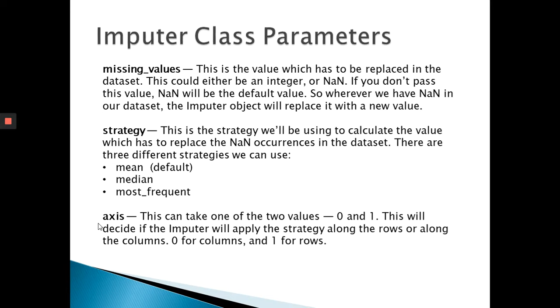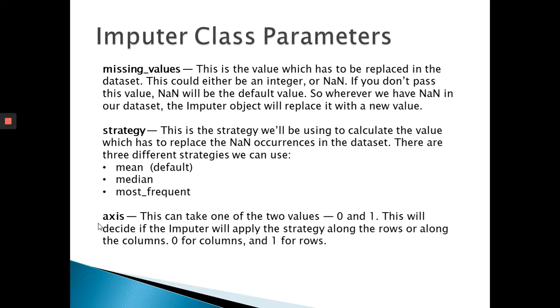Now let's discuss the parameters that are used in this imputer class. First is missing values. This is the value which has to be replaced in the data set. This could be either an integer or nan. If you don't pass this value, nan will be the default value. So wherever we have nan in our data set, the imputer object will replace it with a new value. The second is strategy. This is the strategy we will be using to calculate the value which has to replace the nan occurrences in the data set.